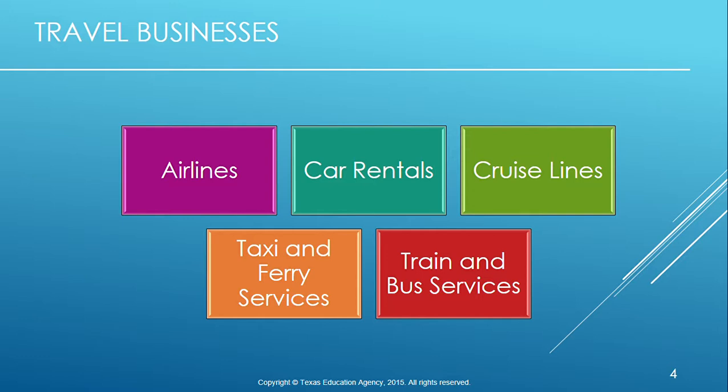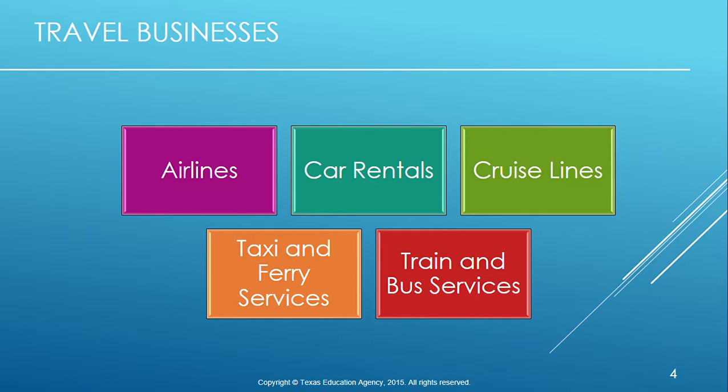The taxi and ferry services. A taxi is a car that carries passengers to a place for an amount of money that is based on the distance traveled. A ferry is a boat that carries or moves, so it could be someone or something, usually for a short distance between two places.